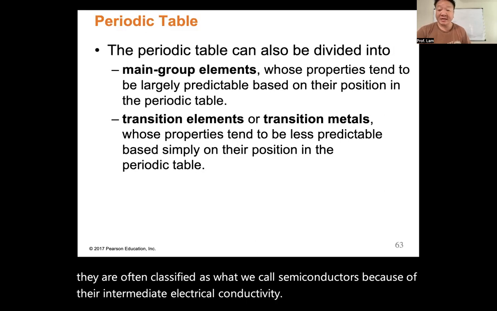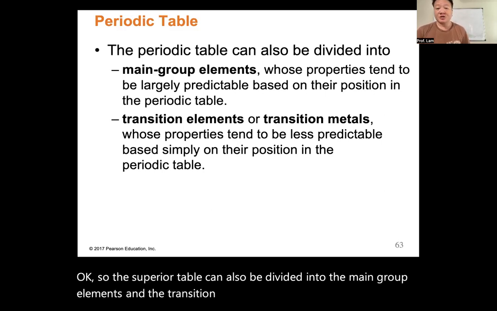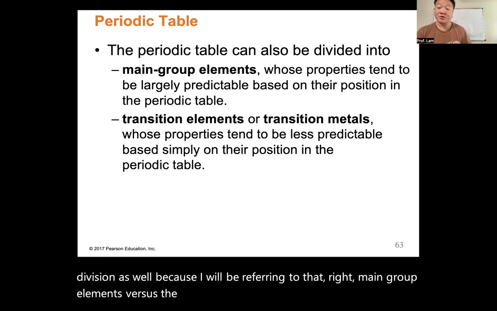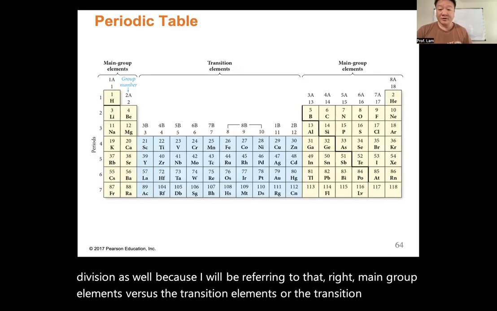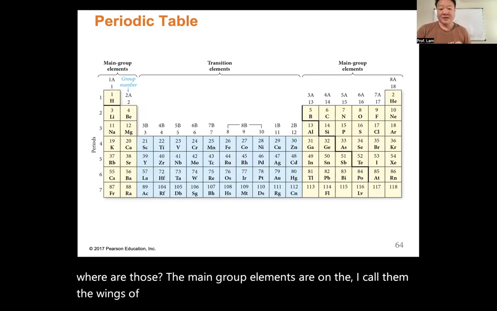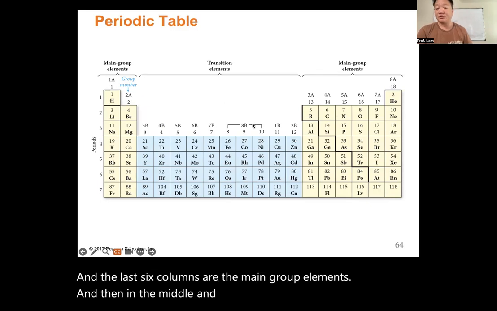Okay, so the periodic table can also be divided into the main group elements and the transition elements, okay? So you should know this division as well because I will be referring to that, right? Main group elements versus the transition elements or the transition metals. So where are those? The main group elements are on, I call them the wings of the periodic table, right? So on the first 2 columns, and the last 6 columns are the main group elements, okay? And then in the middle, we call those the transition elements, okay?